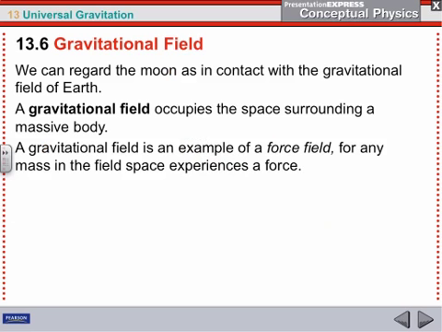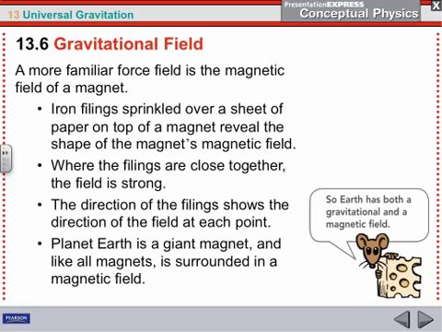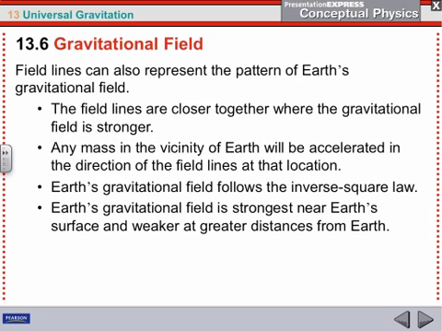Okay, so let's talk about gravitational field. Anything that has mass can have a gravitational field around it. Think of it like a force field, like a magnetic field. If you take iron filings and sprinkle them on a magnet, you can see how they line up and you get these fields. Well, the Earth works that same way.